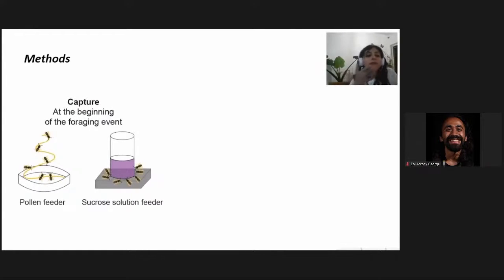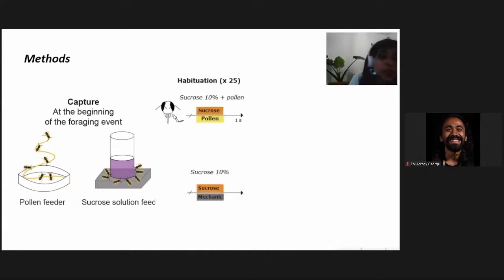In our experiment, the habituation procedure consisted in the repeated presentation of 25 habituation events. Each event lasted 1 second and was followed by an intertrial interval of 10 seconds. Bees were habituated with either 10% sucrose water solution on the antenna paired with hand-collected kiwi pollen on the first tarsi, or by 10% sucrose solution on the antenna paired with a mechanical stimulation produced by the contact of a clean wooden stick on the first tarsi as control.